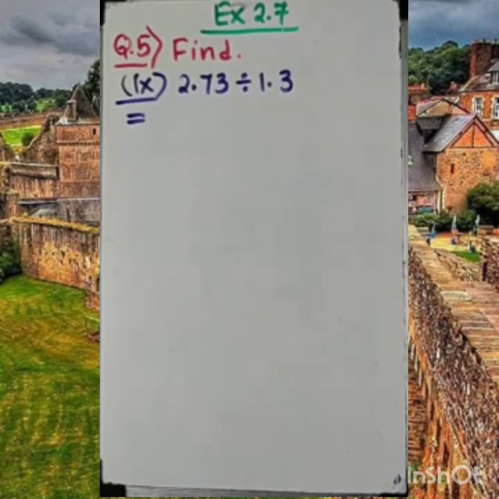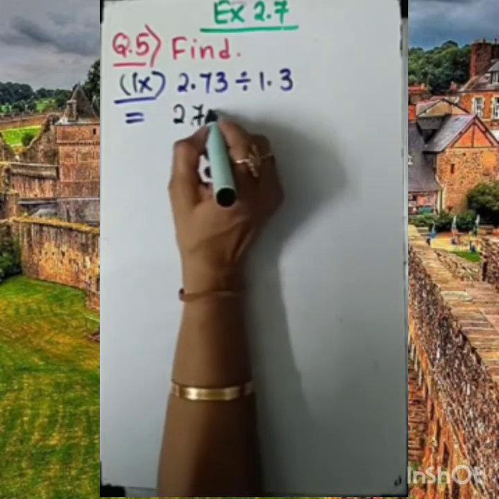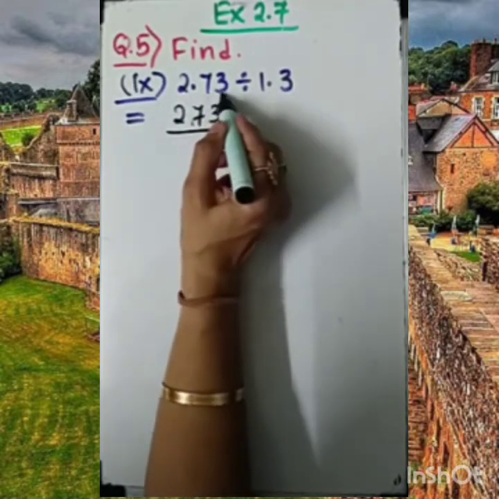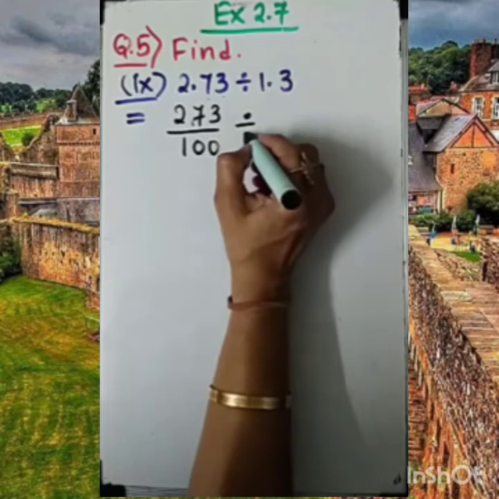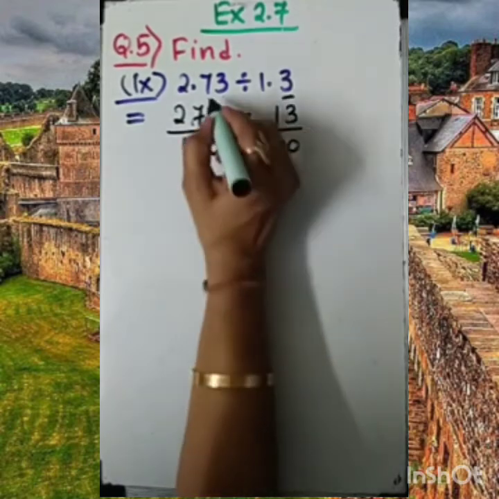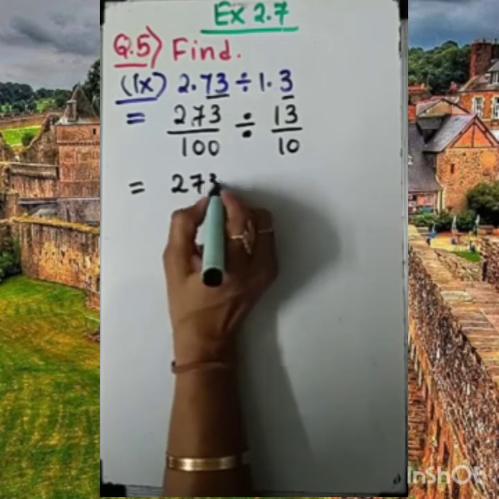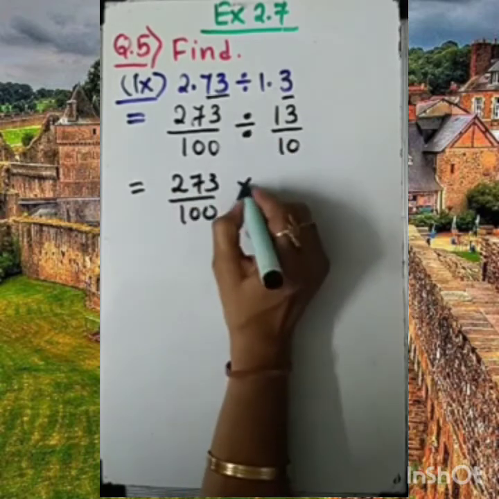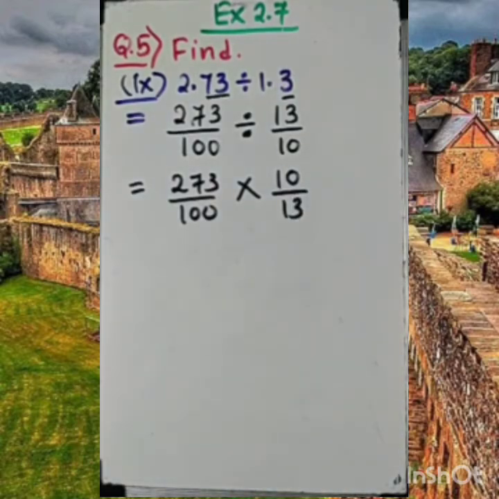So the ninth one of question 5 is on your screen, dear student. 2.73 divided by 1.3. So what do I have to do, beta? 2.73, so 273. Here, 1 and 2 digits. Whenever there are 2 digits, I need to write 100. Here 13 upon 10, because after the decimal here there is 1 digit. Here 2 digits, so 100. 1 digit, so 10. If I want to write multiplication in place of division, I need to write the reciprocal of this 13 by 10, which is 10 by 13.